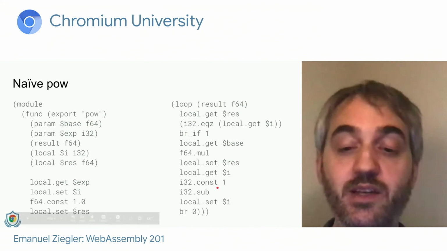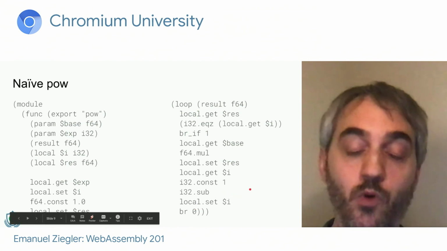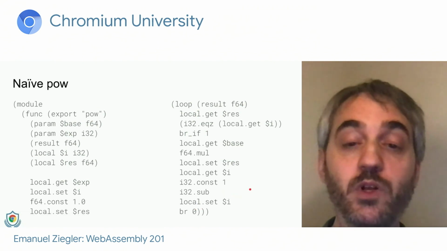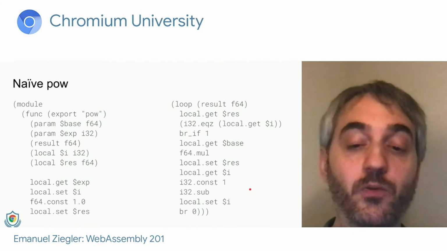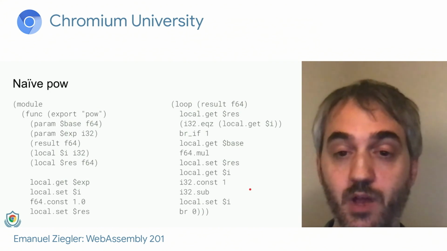The last command here, the br 0, is then an unconditional jump or branch, which will just go to the beginning of the current block. So 0 is the current block, 1 was the block outside.